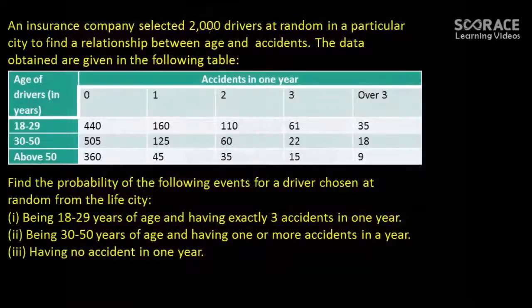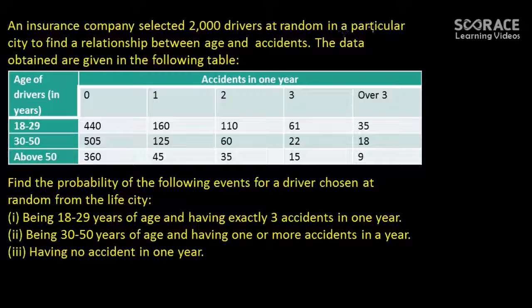An insurance company selected 2,000 drivers at random in a particular city to find a relationship between age and accidents. The data obtained are given in the following table: age of drivers, accidents in 1 year. Find the probability of the following events for a driver chosen at random from the city: being 18 to 29 years of age and having exactly 3 accidents in 1 year, being 30 to 50 years of age and having 1 or more accidents in a year, having no accidents in 1 year.